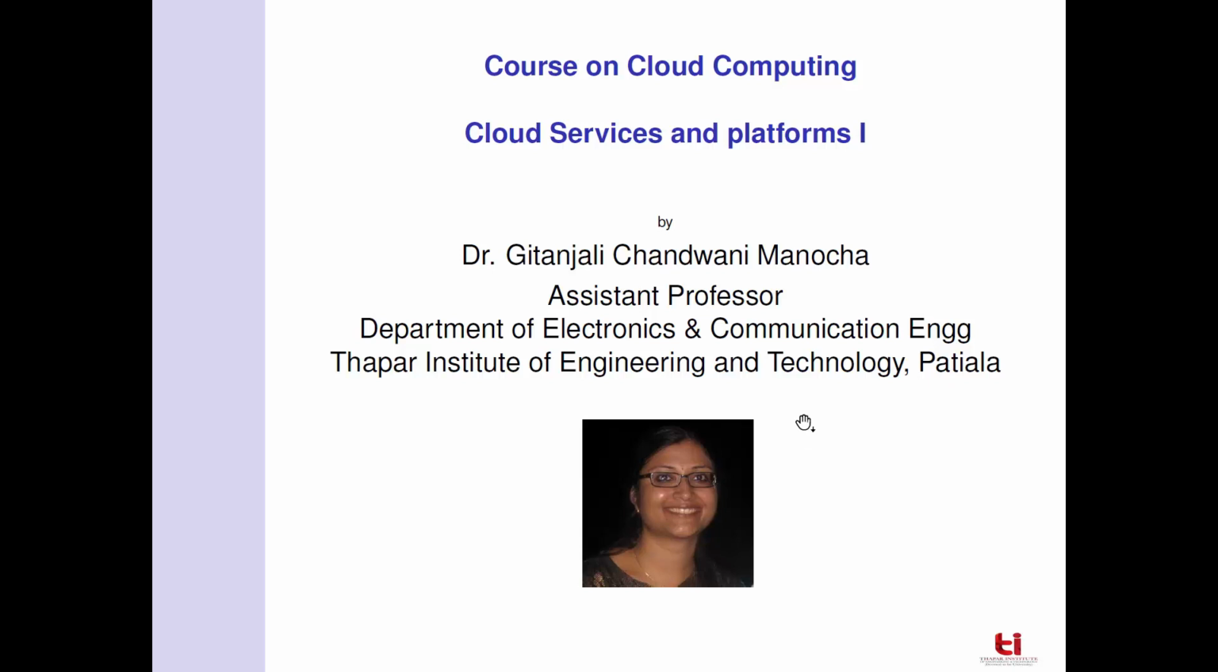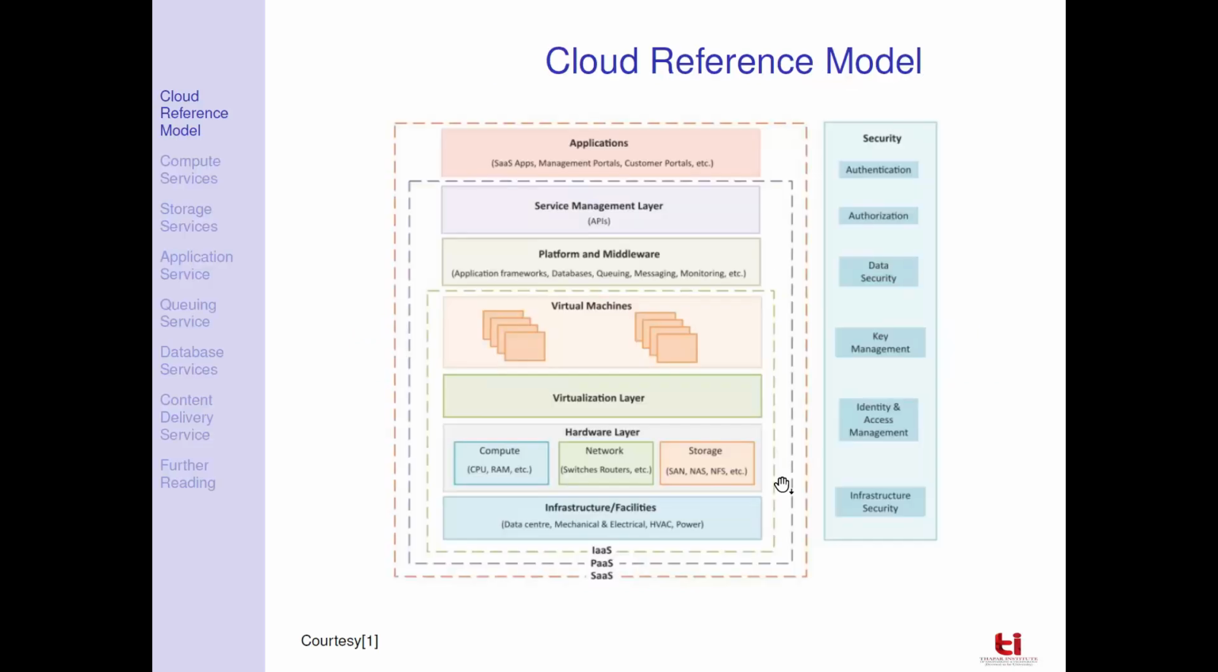In today's lecture, we will talk about various cloud services and the platforms. So this figure here shows the cloud computing reference model along with various cloud service models, that is infrastructure as a service, platform as a service, and software as a service. Infrastructure as a service provides the users the capability to provision computing and storage resources. These resources are provided to the users as virtual machine instances and virtual storage.